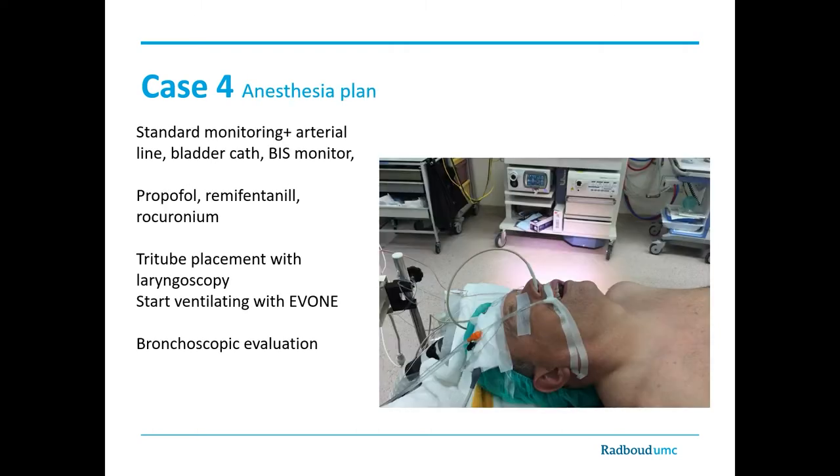We had a very standard plan for performing anesthesia. We used an arterial line. We used propofol, remifentanil and rocuronium. We placed Tritube with classic laryngoscopy and we started ventilating using Evone, and we used a bronchoscope to evaluate the position of Tritube in the trachea.